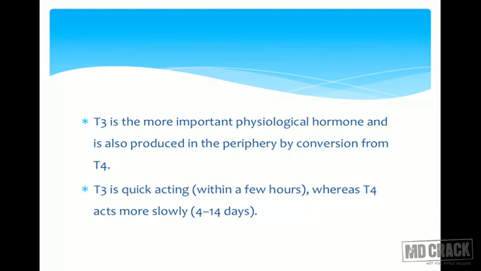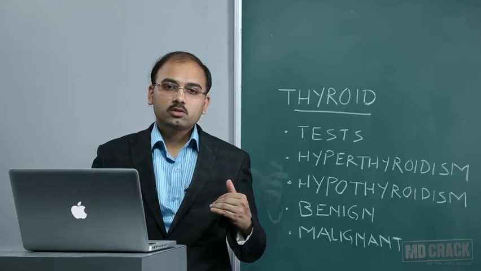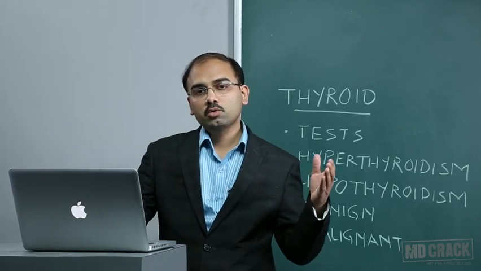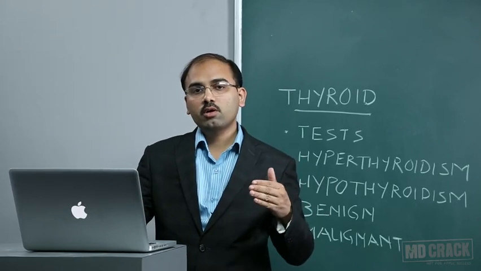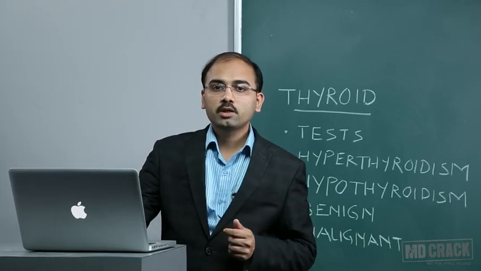So you know from physiology or from biochemistry the T4 formation. So T4 is converted to T3, and T3 is quick acting, which will act within a few hours, whereas T4 will act more slowly, that is 4 to 14 days. So which of the following hormones is acting quickly? So you may be given T3, T4 or any other distractor. So it is the T3 which will be acting quickly.